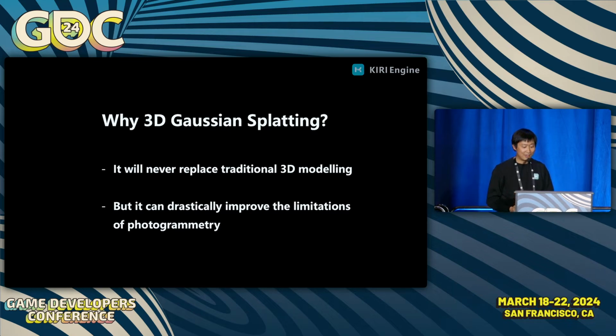Because in Cury engine, we talk to investors all the time, and sometimes investors are like, oh guys, you are replacing 3D modelers. I was like, we'll never do that, because 3D modeling is one thing, but 3D scanning, either with mesh or 3D Gaussian splatting, is another thing. You can never replace 3D modeling. So it will never replace 3D modeling, but it will be a huge plus for traditional photogrammetry.